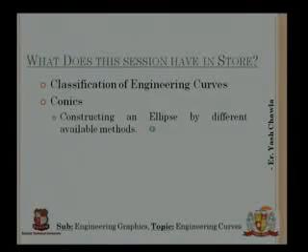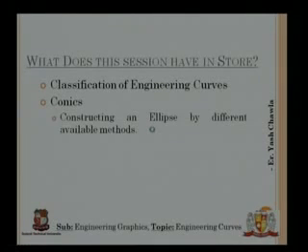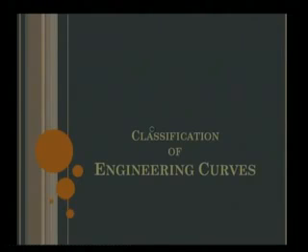For measuring the distance we use curves, on the maps we use curves, for navigation we use curves. So we are going to study the classification of engineering curves and the different types of engineering curves available, and then we are going to start with conics today and learn the construction of an ellipse by different available methods. So we'll first go on to the classification of engineering curves.